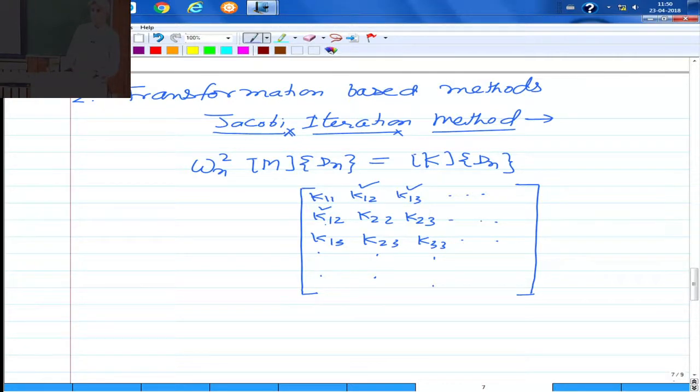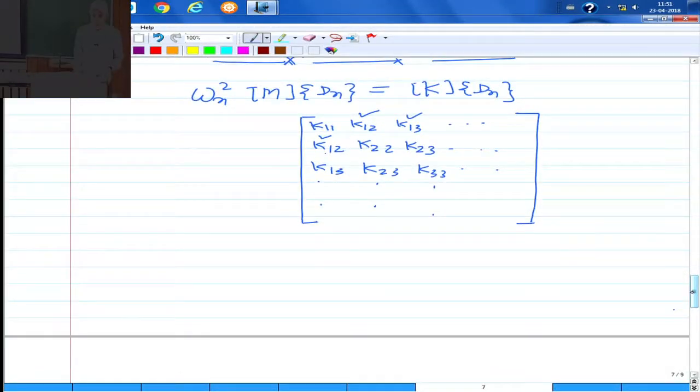In that process, you might find that when you are trying to make K13 0, maybe K12 might become non-zero, but then you repeat this whole process and come back. So like K12, K13 up to K1n you will make 0, then K23, K24 you will try to make 0, and so on for all the off-diagonal elements, and you will get a certain transformation matrix.